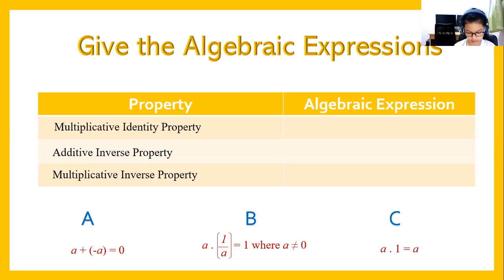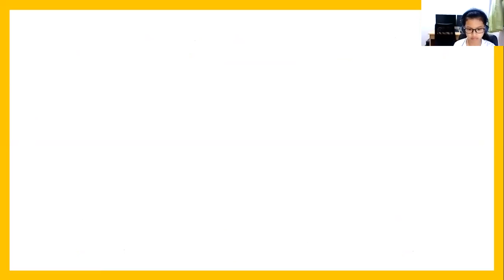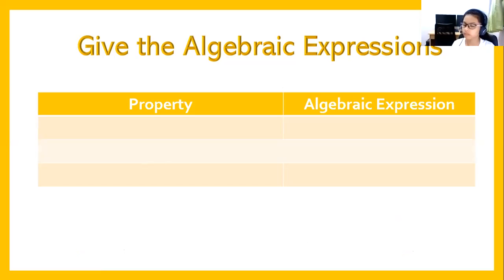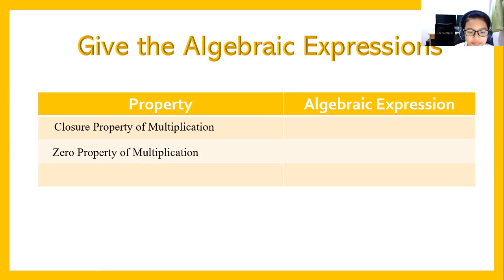Okay, now let's have another set of properties. You have closure property of multiplication. You have zero property of multiplication, and then closure property of multiplication again. What is that? Why? It's the same.